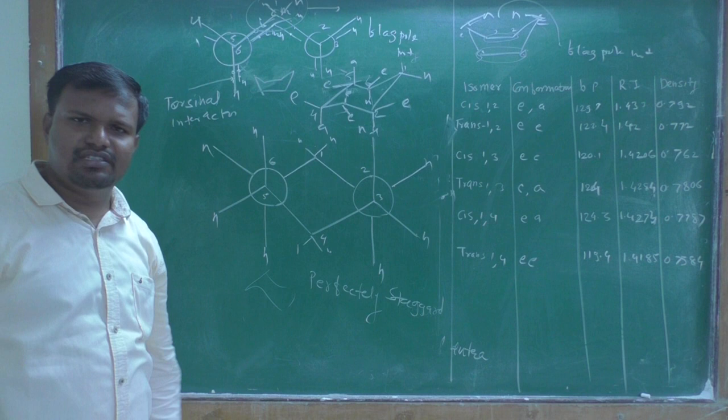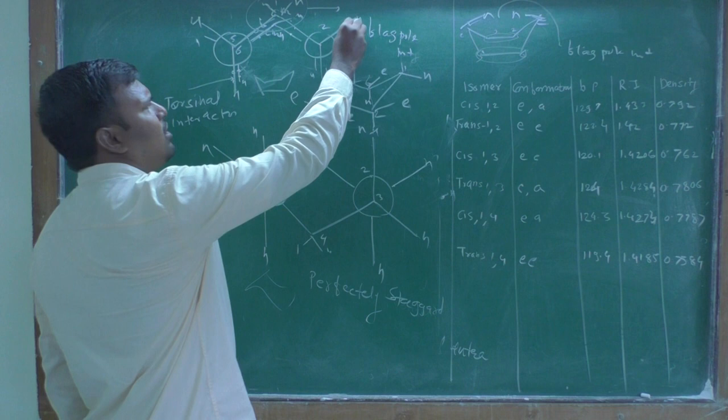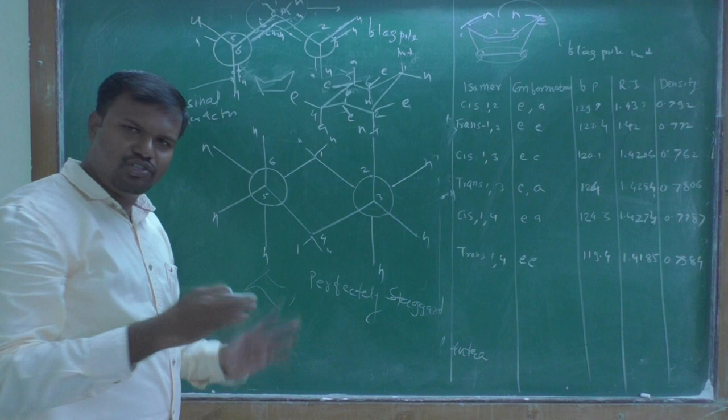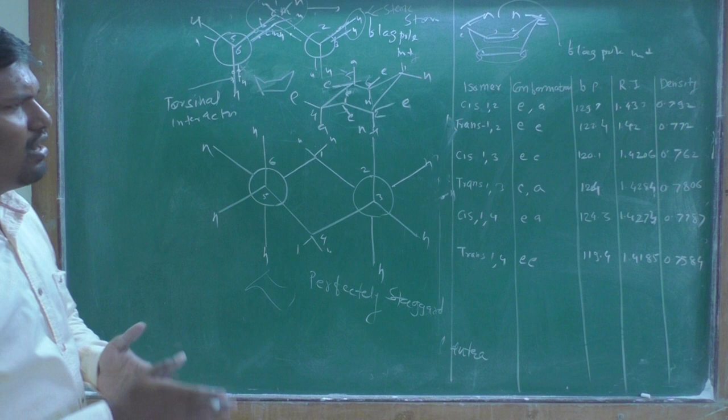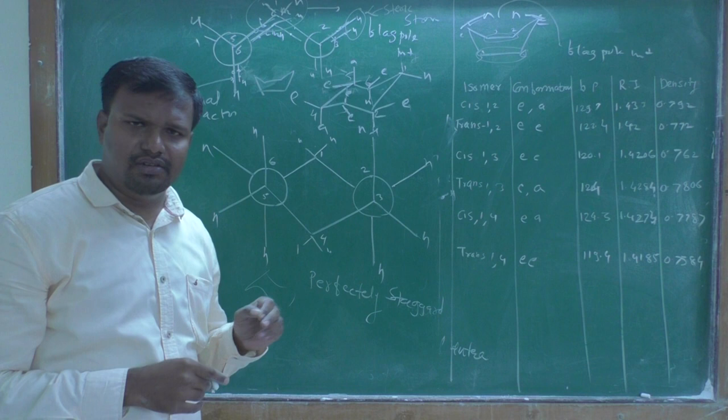Torsional interaction is produced due to bond-bond pairs which are very near to each other. These bond pairs repel each other, and this is torsional strain. And when groups are near to each other, due to steric crowding, steric strain is produced. That's why our boat conformation is more unstable than the chair conformation.